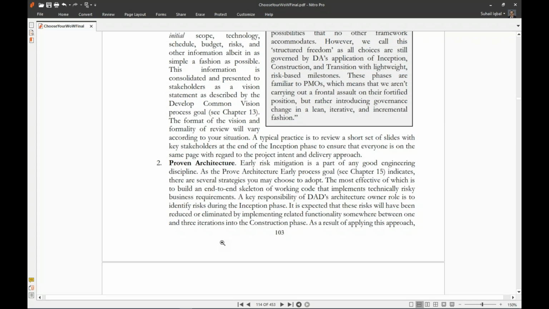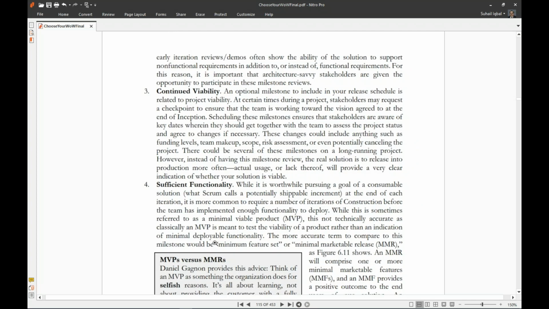As a result of applying this approach, early iteration review demos often show the ability of the solution to support non-functional requirements in addition to or instead of functional requirements. For this reason, it is important that architecture-savvy stakeholders are given the opportunity to participate in these milestone reviews. Continued viability. An optional milestone to include in your release schedule is related to project viability.